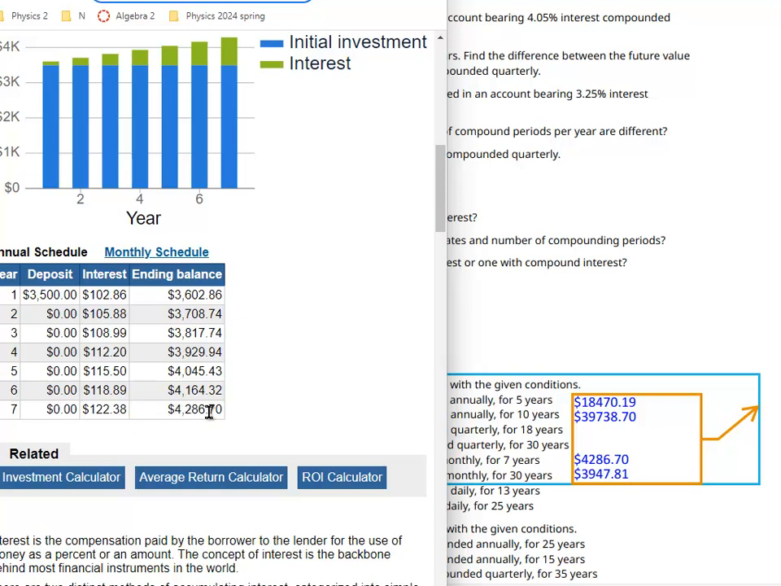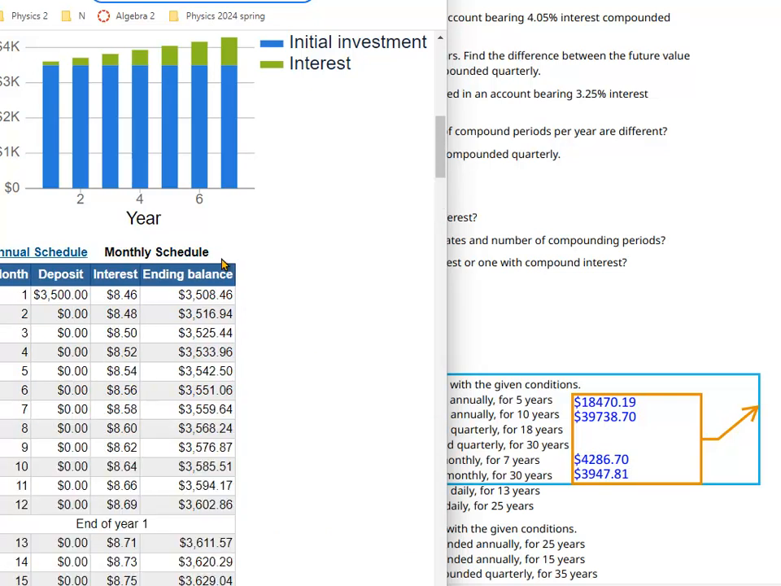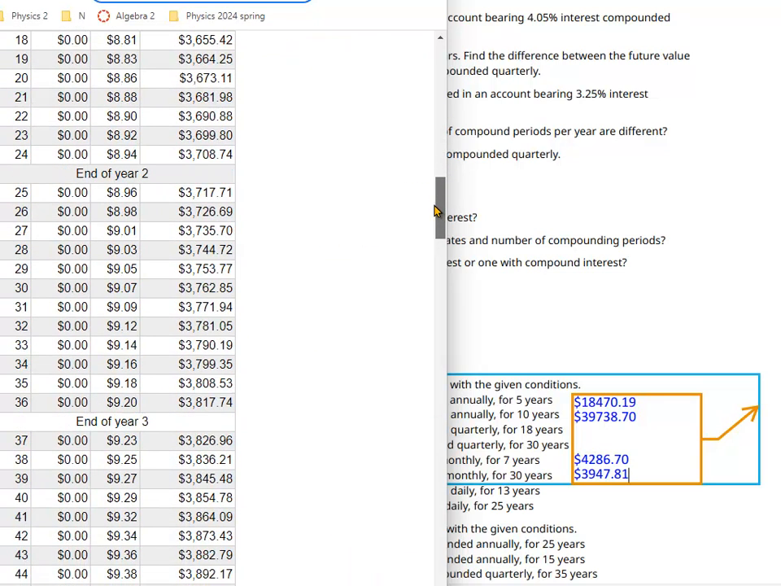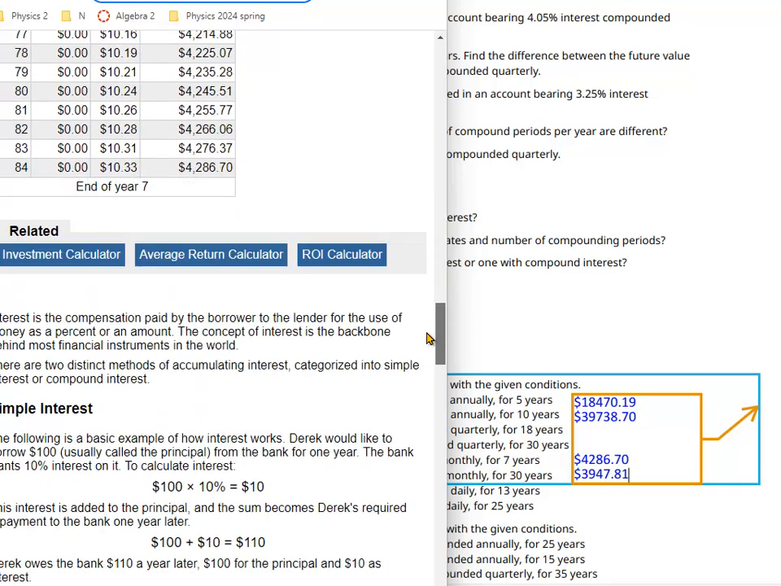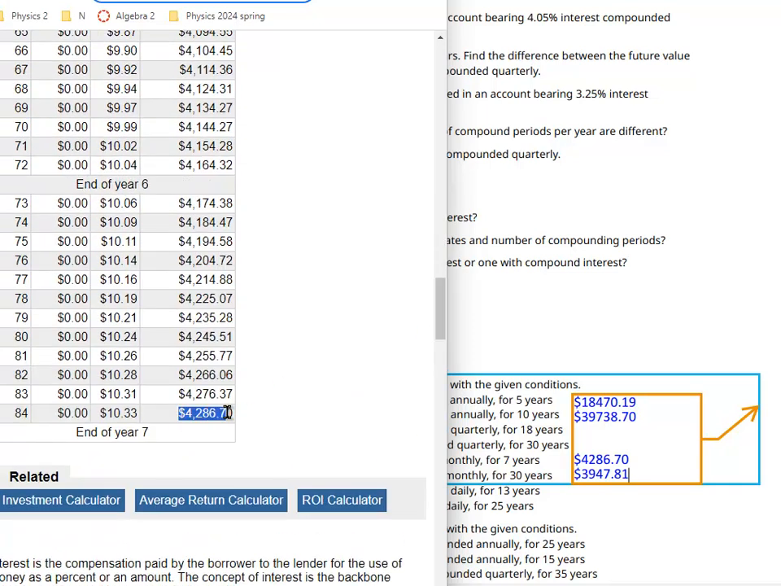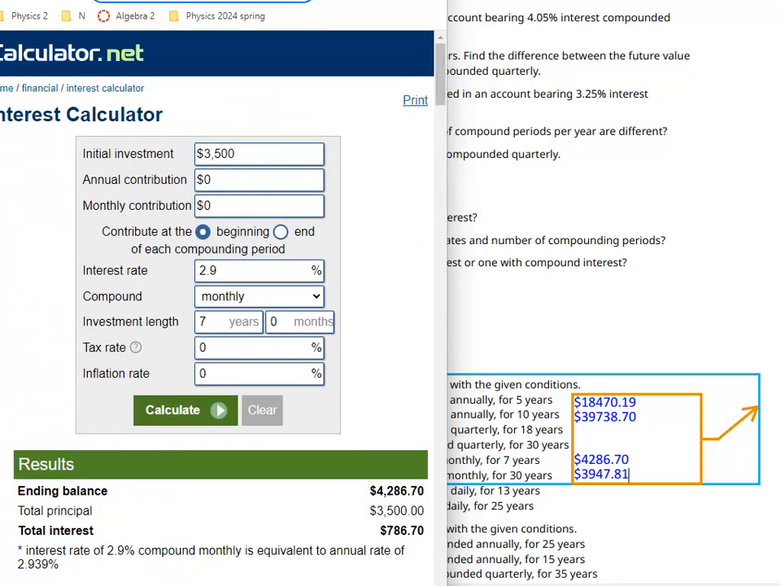There it is, $4,286.70. There it is. I can also click on monthly schedule, then it becomes really long. I think like 7 times 12, 84 rows here, and at the very end, that is the correct answer. All right, and the last one that I have here is $1,500 investment, 3.23%, again monthly, and this time around it's 30 years.